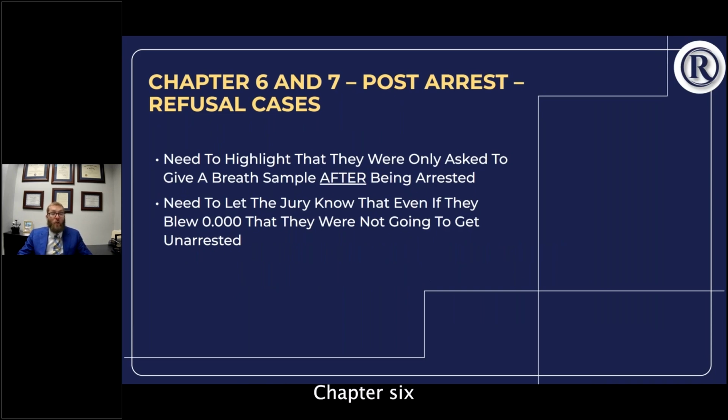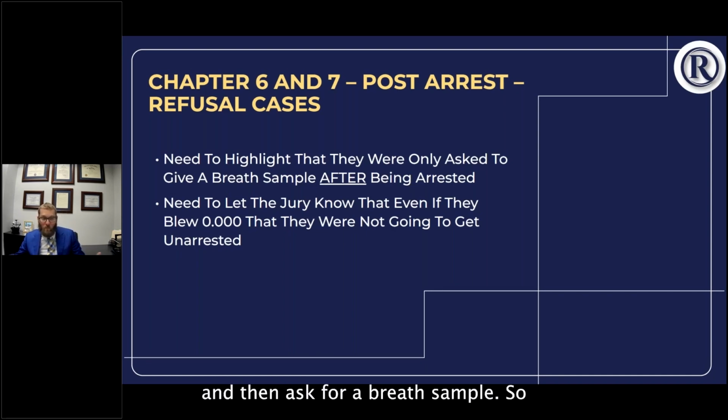Chapter 6 and 7 are the post-arrest. This is going to be for refusal cases. You need to highlight the fact that they were only asked to give a breath sample after being arrested. So the officer made a determination that your client was guilty of DUI and then asked for a breath sample. So how does that make sense to a normal jury? Now, we all know that that's just a protocol they follow, but that's something you could argue in closing: they had all the evidence they needed. That's why they arrested him. Why would they arrest him and then ask for more evidence?